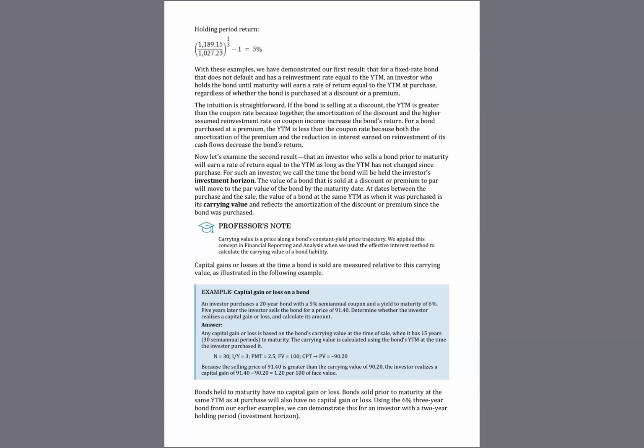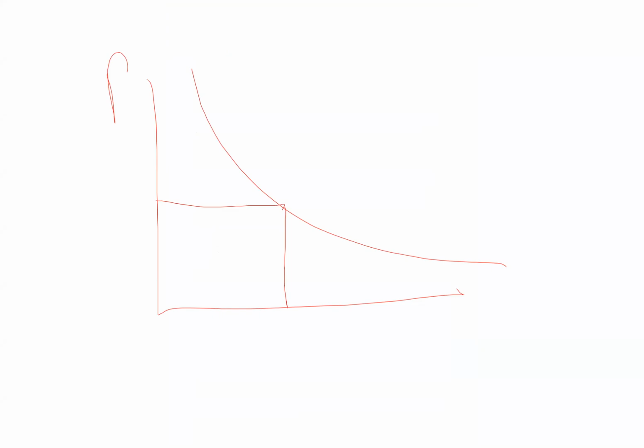Okay, so this is what you are trying to say. Let me show you. This is a whiteboard. Can you see my drawing? Yes, please. Okay, so assuming this is the price, this is the yield to maturity. This is the original yield to maturity, this is the original price.